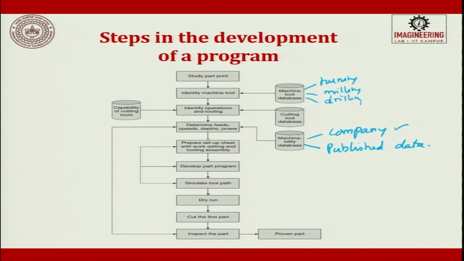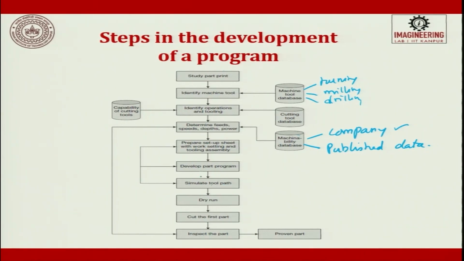Once that is done, then what we do is we prepare a setup sheet with work setting and tool assembly. So, we talk about that, how to fix the part, how to do it. So, then what we do is we develop a program. If the part is not fixed properly or the tool data is not obtained properly, part programming will not be executed properly. So, next we go for a part programming. Then once we develop a part programming, we simulate and see how does the tool move with respect to the workpiece. Development of part, simulation of part.